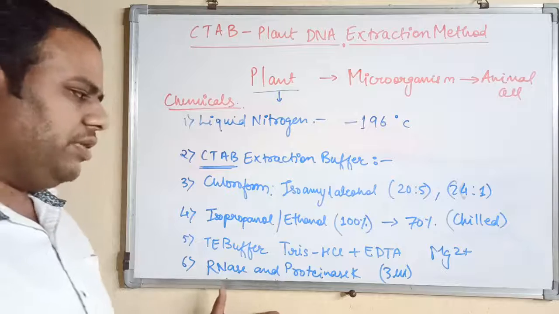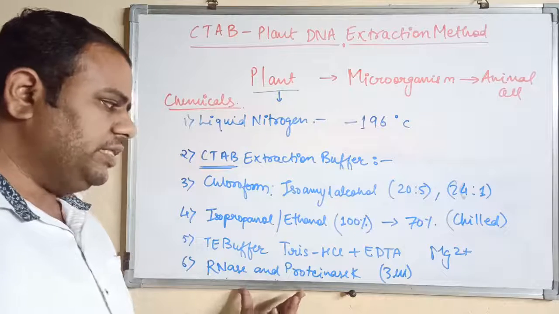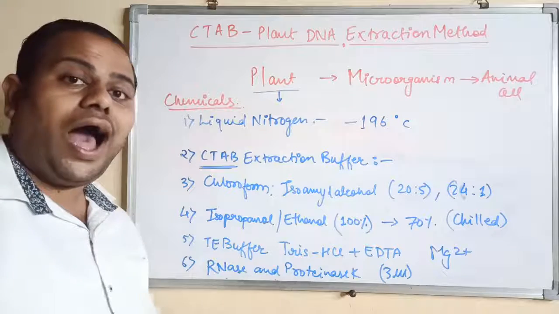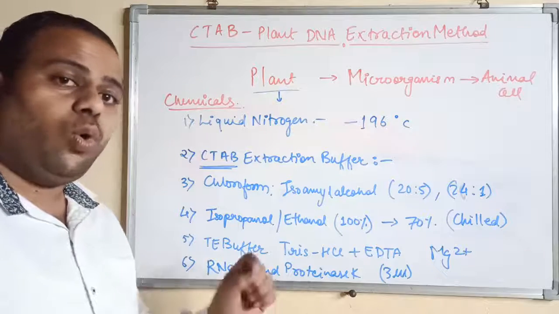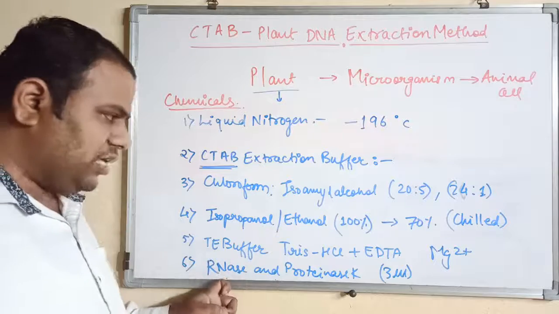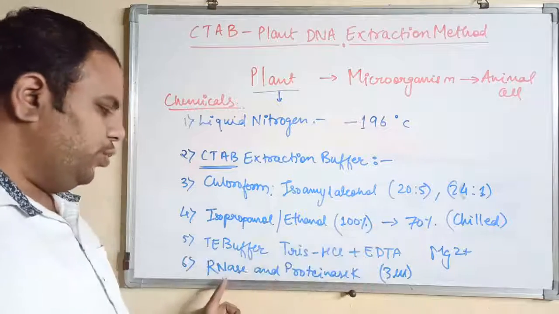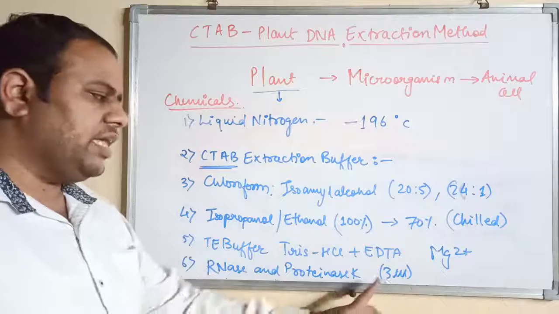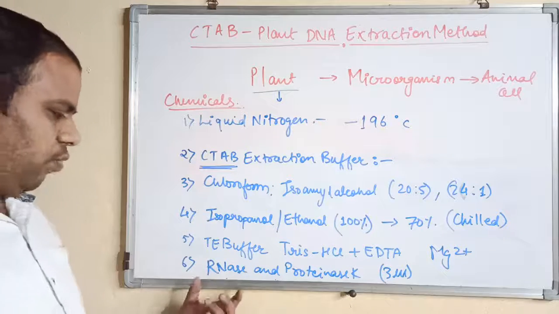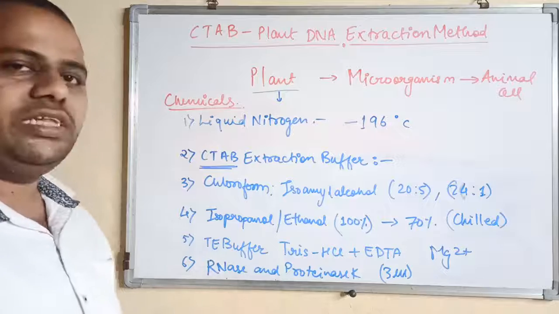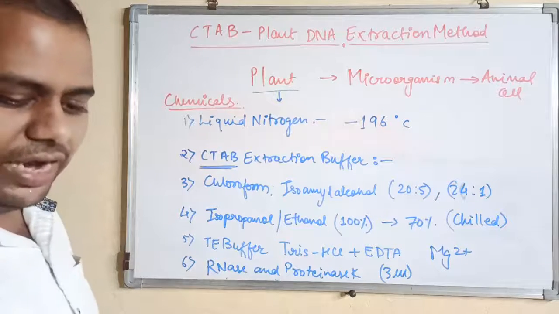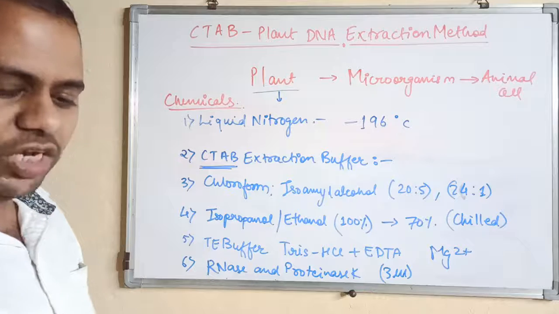Both of them are required when you want a high quality of DNA, or when you don't want any kind of contamination in your DNA. So at the last, after the ethanol wash, you use RNase and proteinase K enzymes, in 3 microliter concentration, so that whatever contamination of RNA and protein is there is removed by this. So these are all the chemicals that are used in the CTAB extraction buffer.